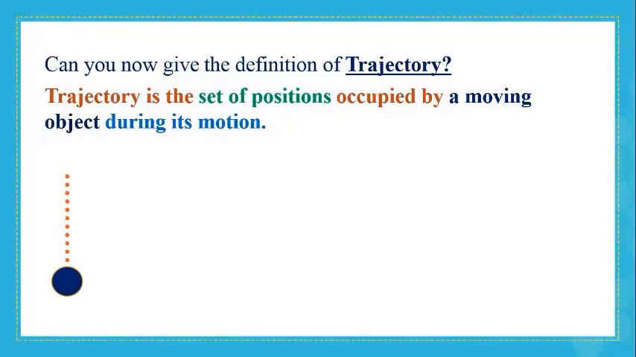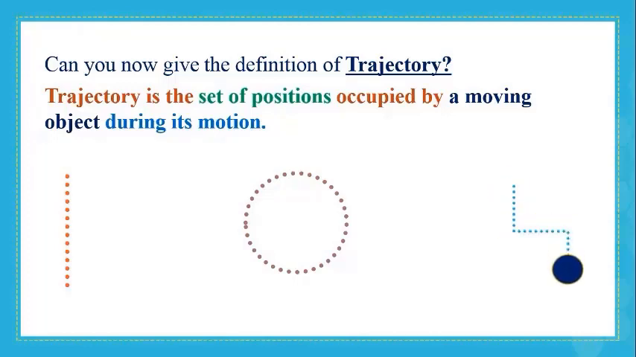The trajectory of the falling ball is vertical. In this case, the trajectory of the moving ball is circular. In this case, the trajectory of the moving ball is zigzag.